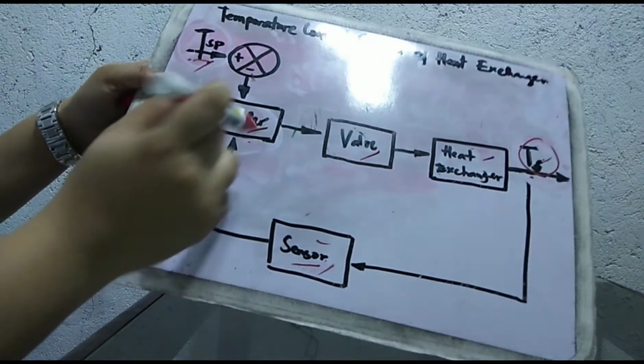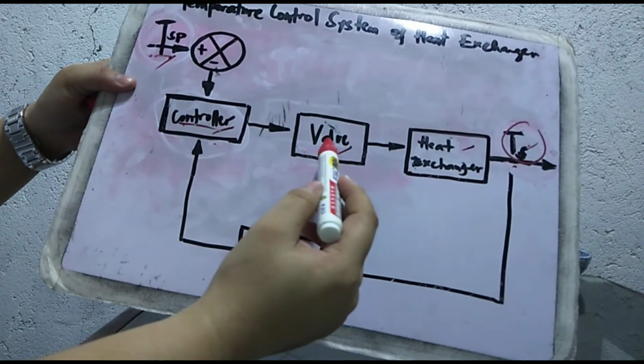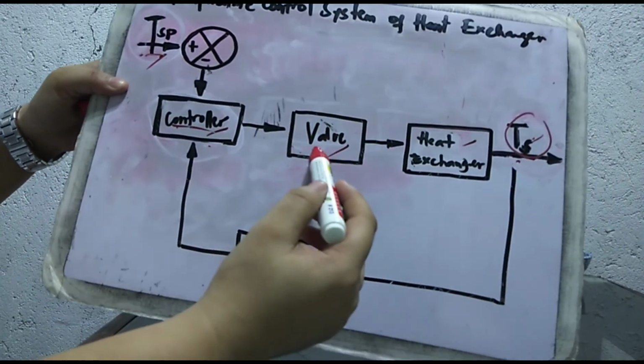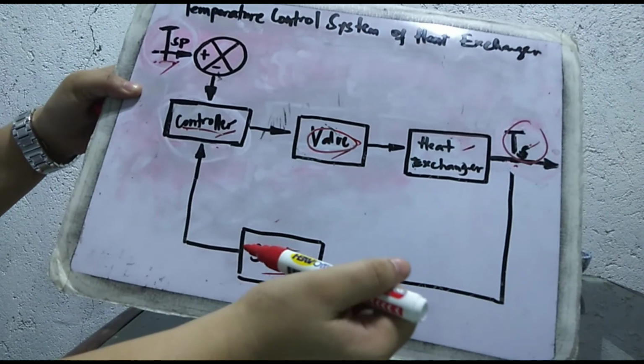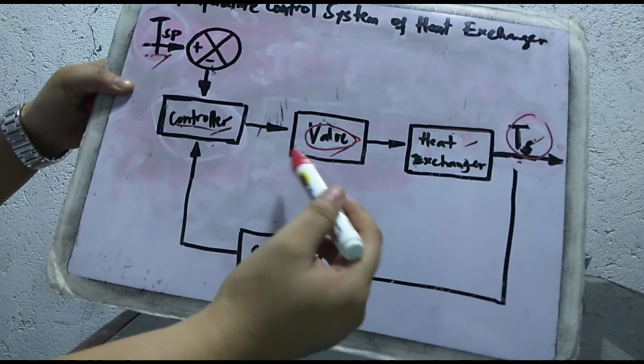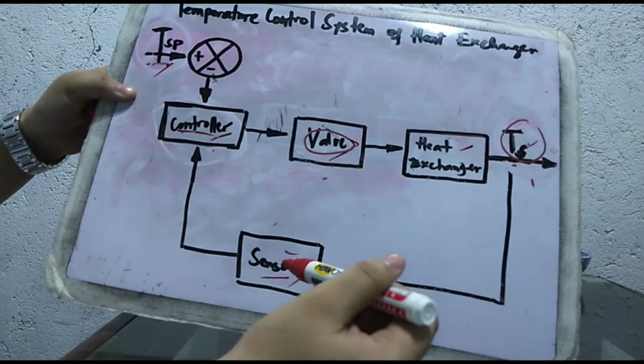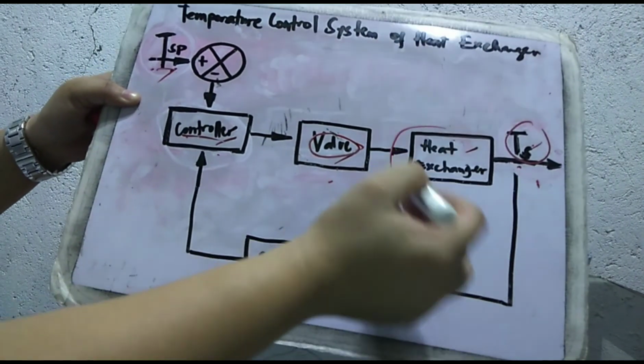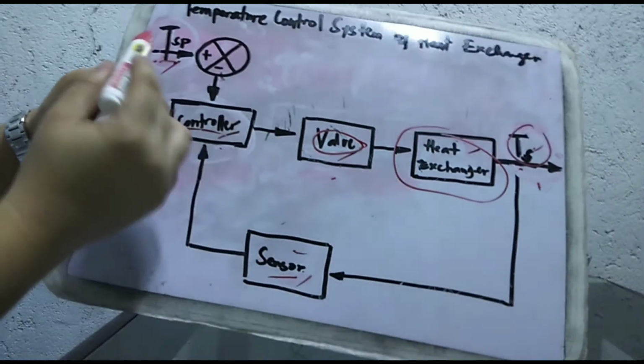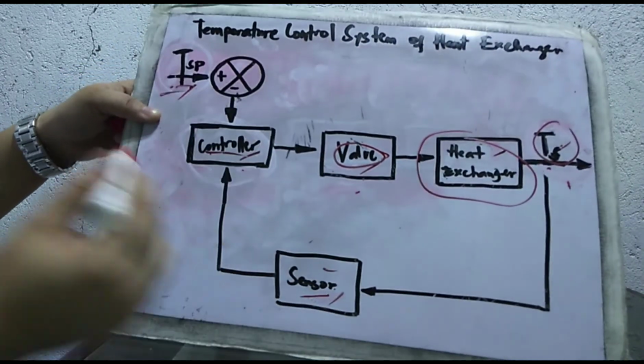So the controller automatically closes and opens the valve to allow or to prevent the flow of steam to bring back the temperature of the heat exchanger to our temperature set point. My assessment is all about designing a simple process control system for a heat exchanger using a P controller and the final control valve.